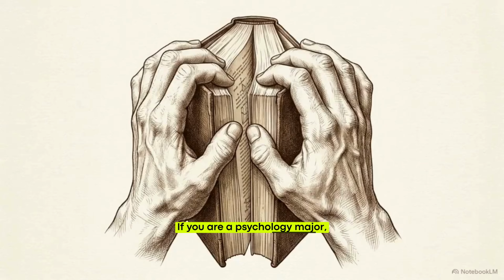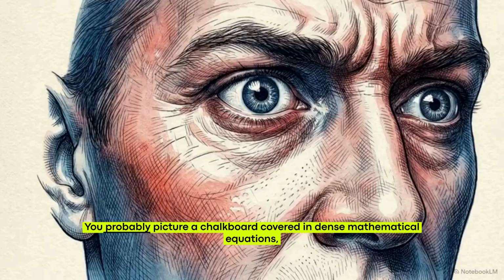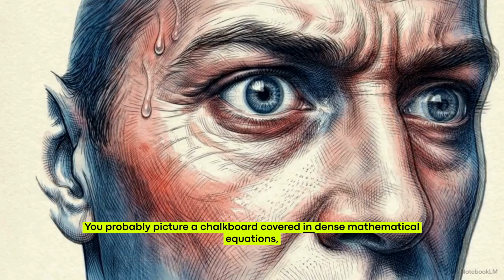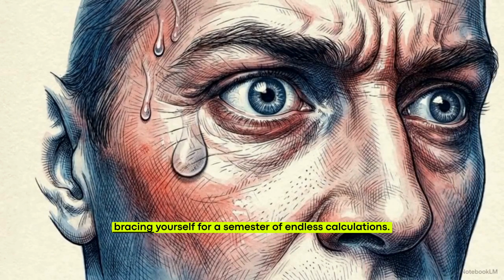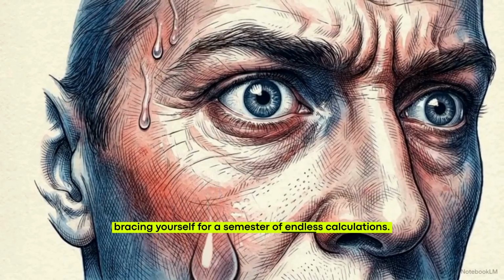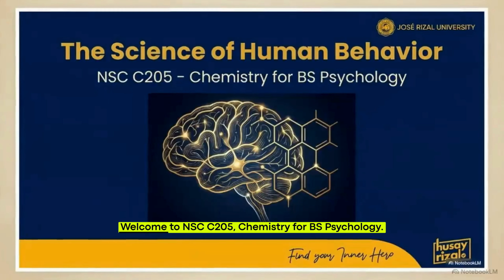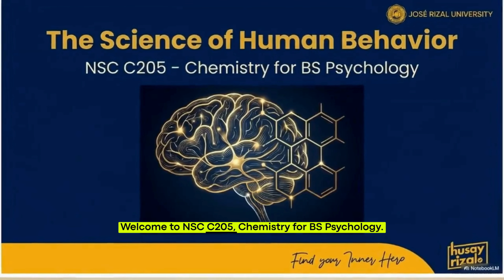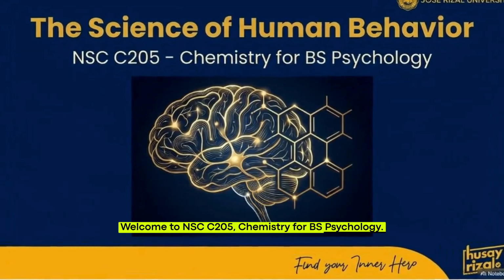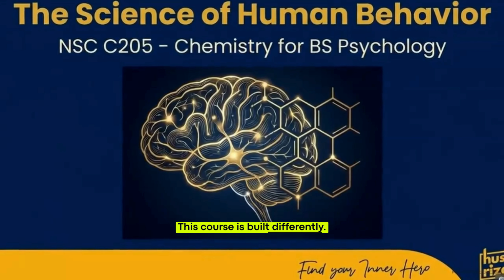If you are a psychology major, the word chemistry might make your stomach drop. You probably picture a chalkboard covered in dense mathematical equations, bracing yourself for a semester of endless calculations. Welcome to NSC C205, Chemistry for BS Psychology. This course is built differently.